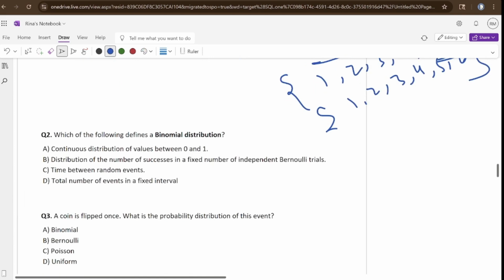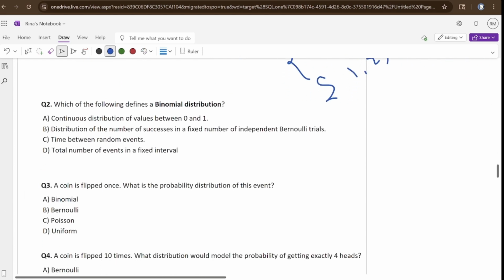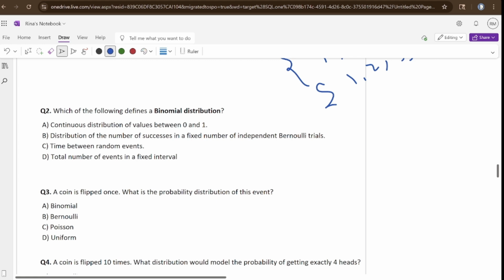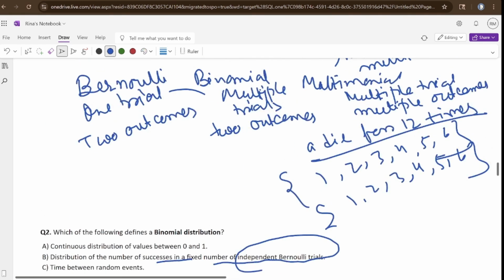Second question. Which of the following defines a binomial distribution? Just we have understood that binomial distribution means distribution of the number of successes in a fixed number of independent Bernoulli trials. When it becomes multiple, it becomes binomial. Okay, outcome is only two.